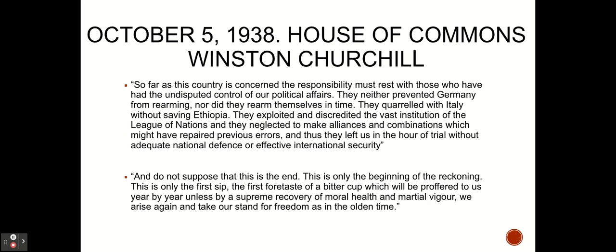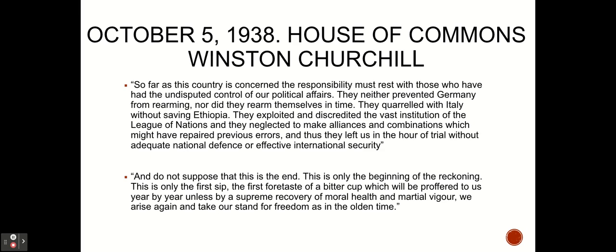On October 5th, 1938, in the House of Commons, Winston Churchill has been quoted saying, "So far as this country is concerned, the responsibility must rest with those who have had the undisputed control of our political affairs. They neither prevented Germany from rearming, nor did they rearm themselves in time. They quarreled with Italy without saving Ethiopia. They exploited and discredited the vast institution of the League of Nations, and they neglected to make alliances and combinations which might have repaired previous errors, and thus they left us in the hour of trial without adequate national defense or effective international security. And do not suppose that this is the end. This is only the beginning of the reckoning.